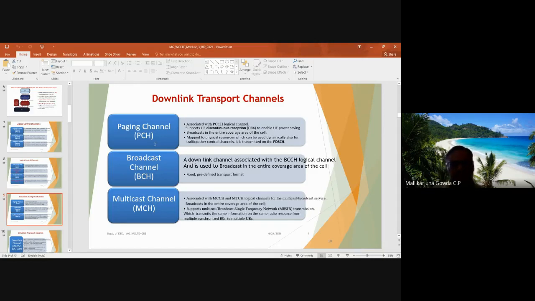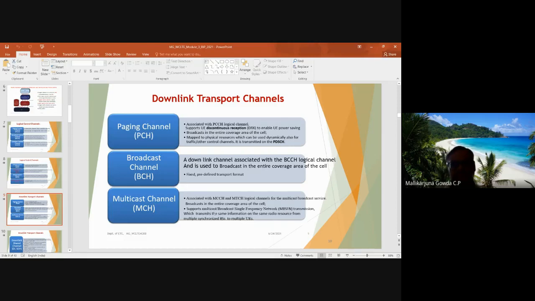This multicast channel supports multicast broadcast single frequency network transmission. This is an important feature of this channel. It supports the multicast broadcast single frequency network, in short MBSFN.